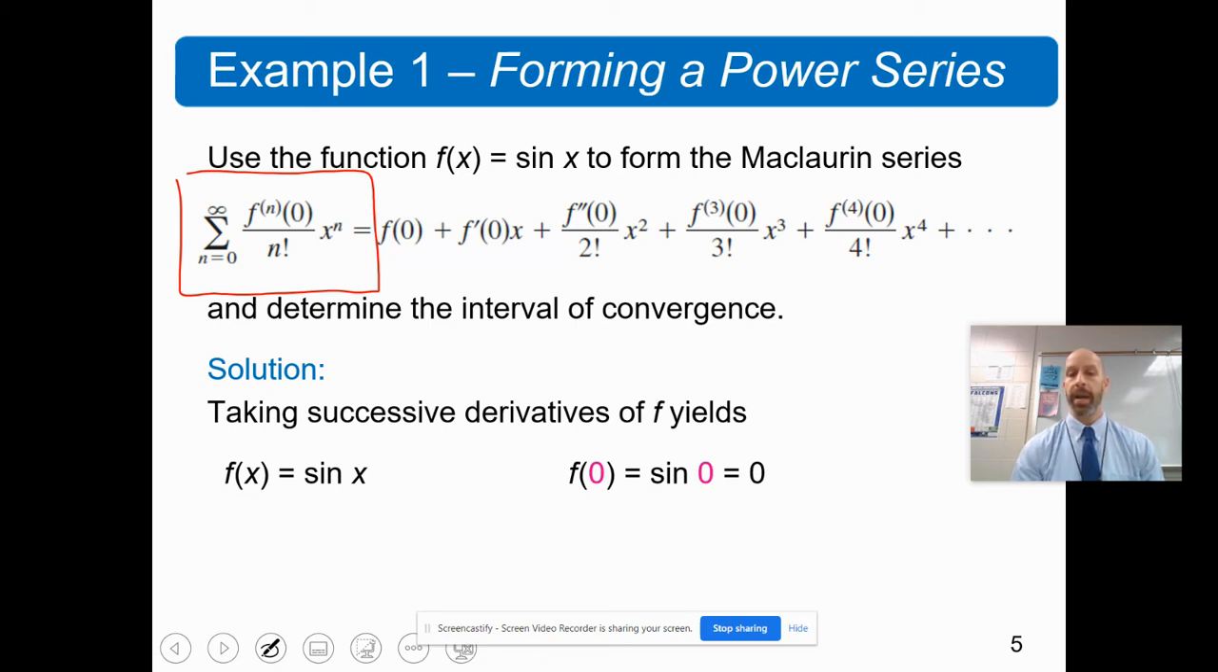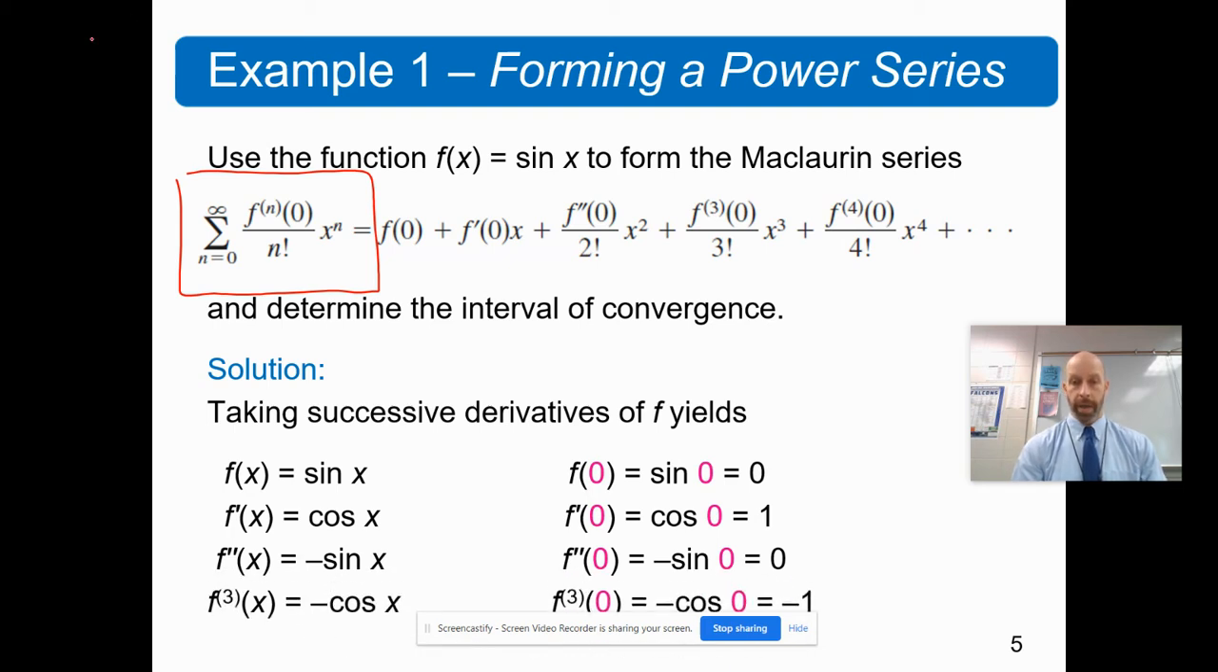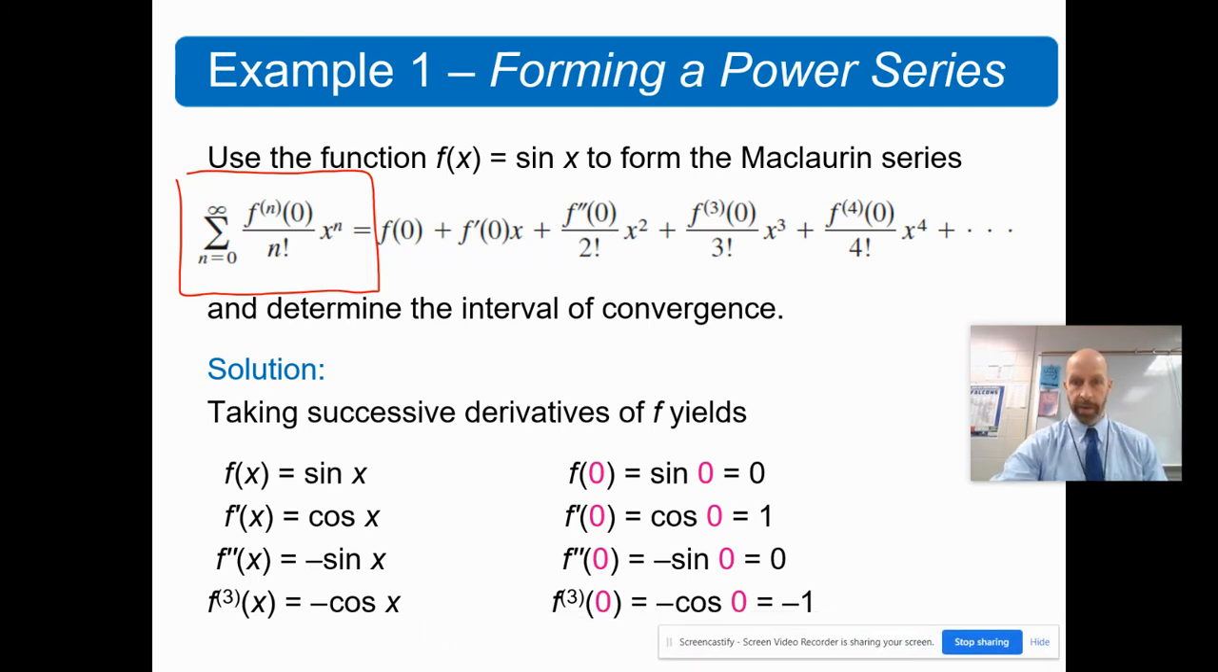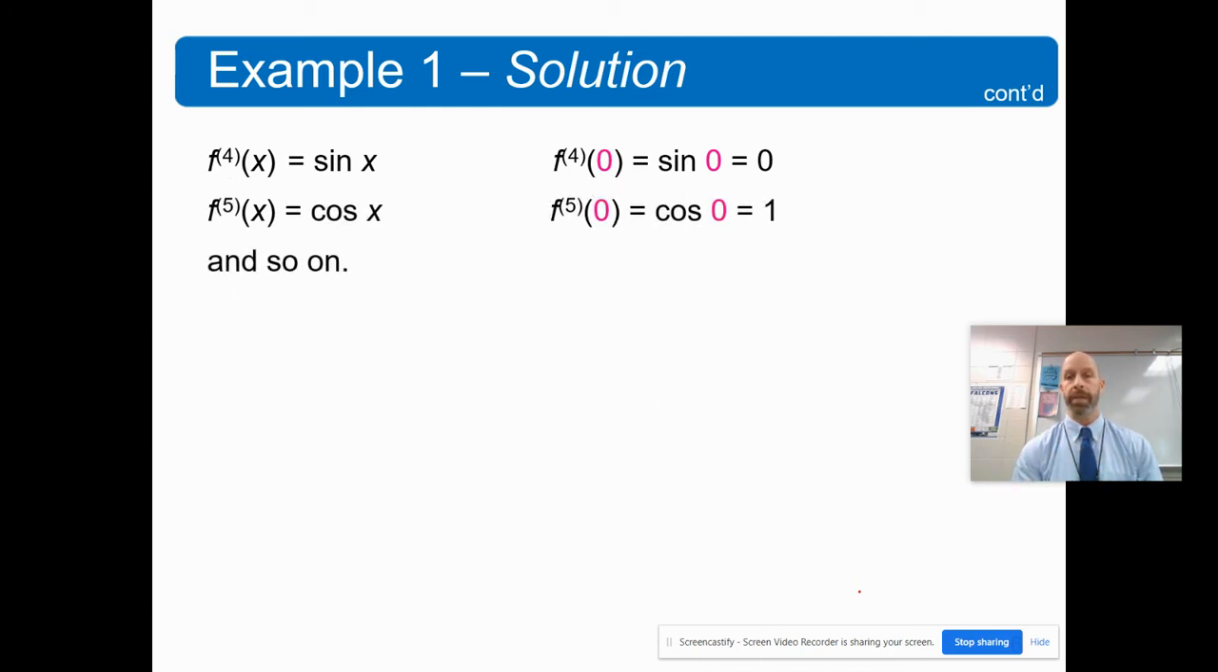So f of 0 is sine of 0, which is 0. F prime of x is cosine of x. So f prime of 0 is 1. F double prime of x is negative sine x, so f double prime of 0 is 0. The third derivative of f of x is negative cosine of x, which yields negative 1. The fourth derivative is again sine of x, so now we're starting this cycle, and this is going to keep repeating, and so on.